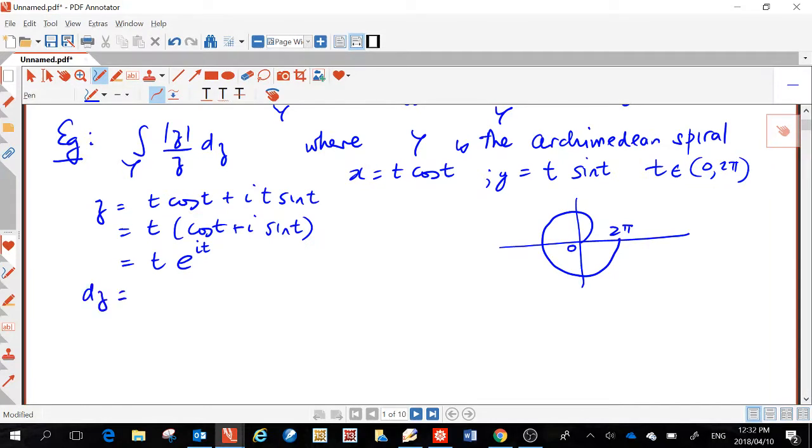Now I need to obtain dz to compute this thing. dz will be the derivative of this: t times the derivative of e to the i t, which will be e to the i t times i, plus e to the i t times the derivative of t, which is 1. Then just make this look a bit better. It is 1 plus i t times e to the i t. I should say dt as well. Okay, let me say dz over dt.